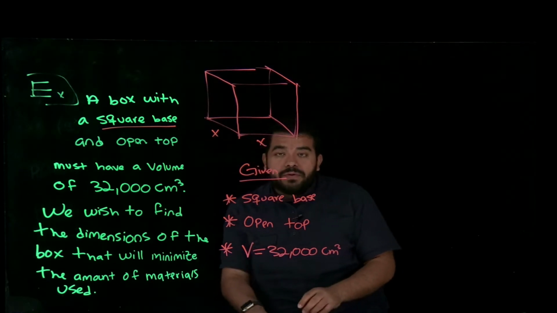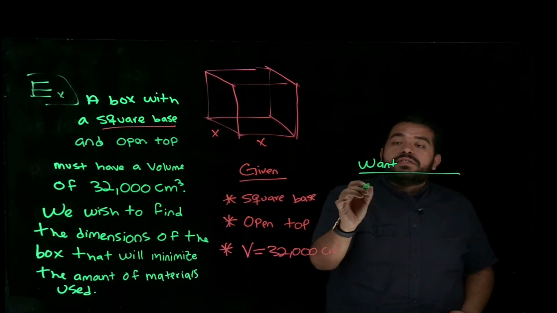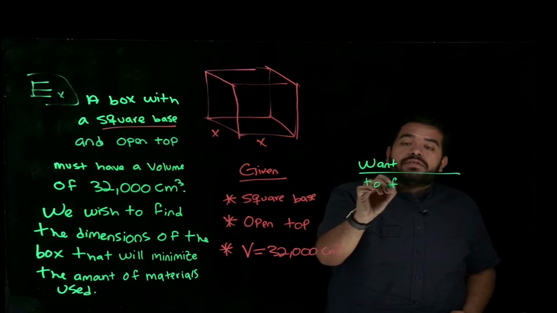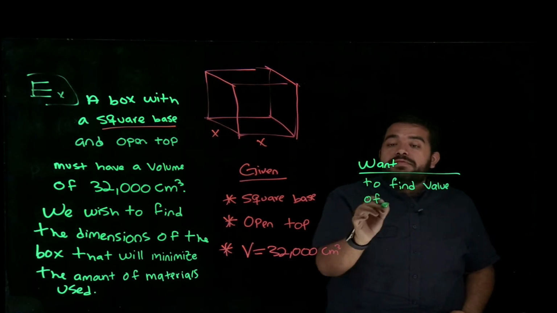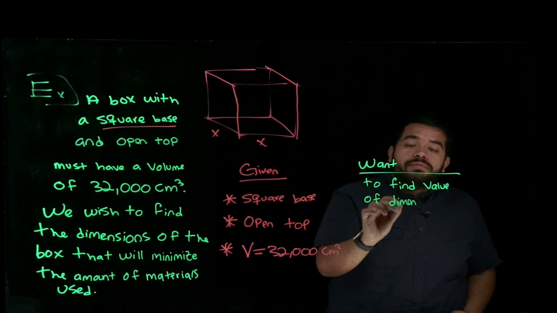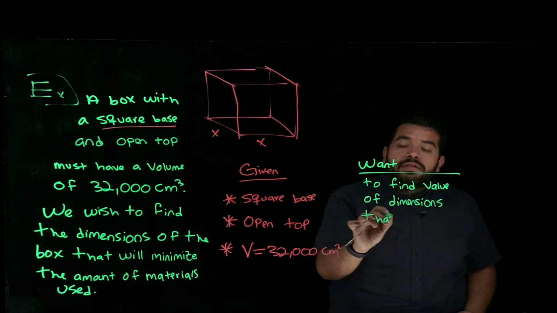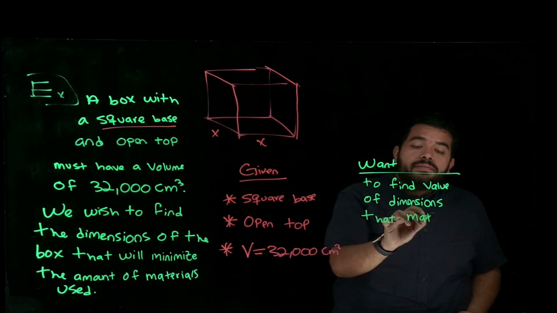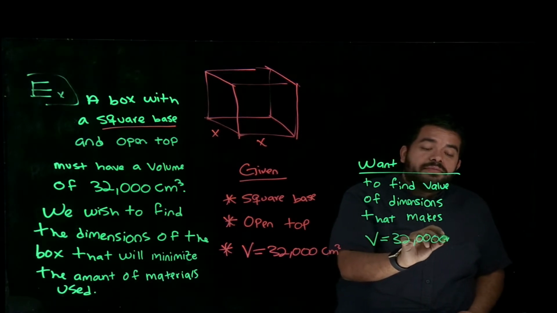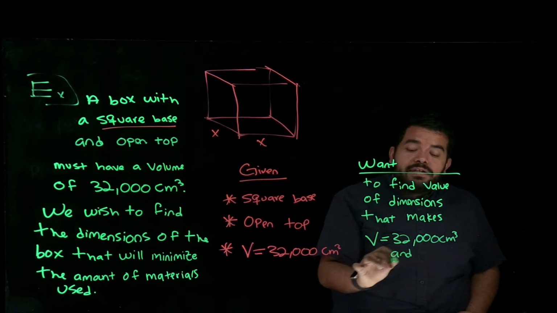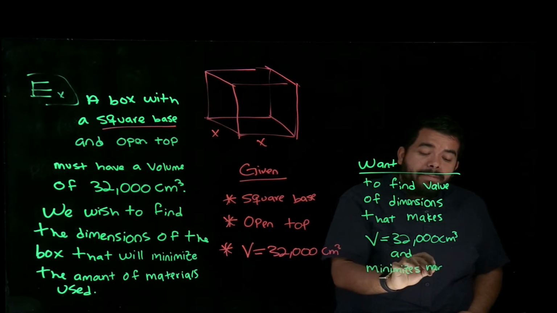So for what do we want, I'll go ahead and write it here. We basically want to find the value of dimensions that makes the volume equal to 32,000 centimeters cubed and minimizes materials used.